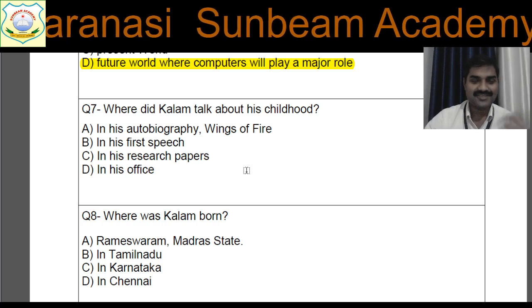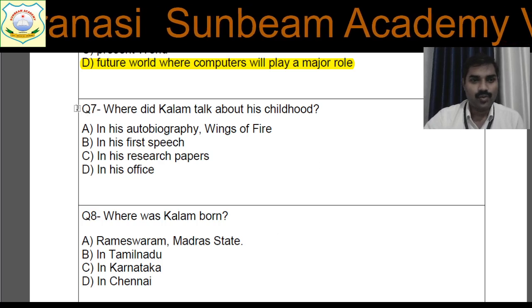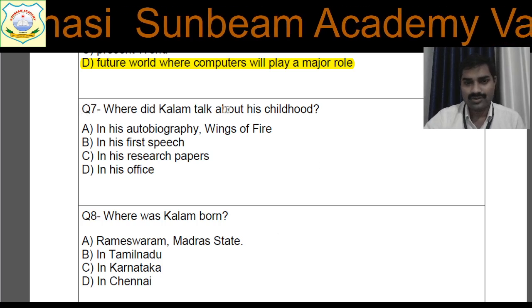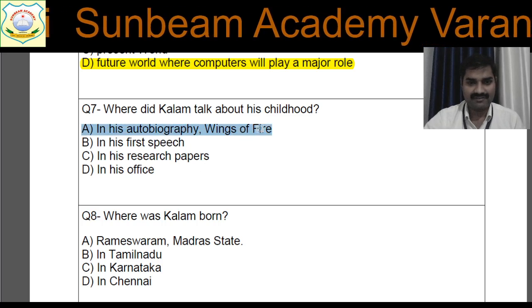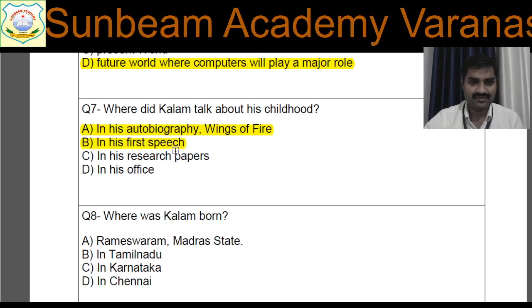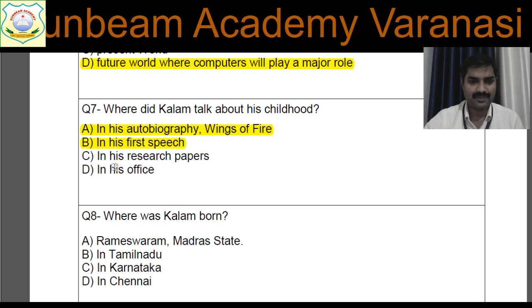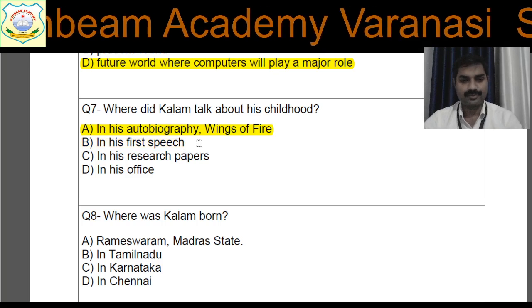Okay, let us see the next question. Where did Kalam talk about his childhood? In his autobiography Wings of Fire, it is correct. In first speech, no. Research papers, no. The first option is correct, children.